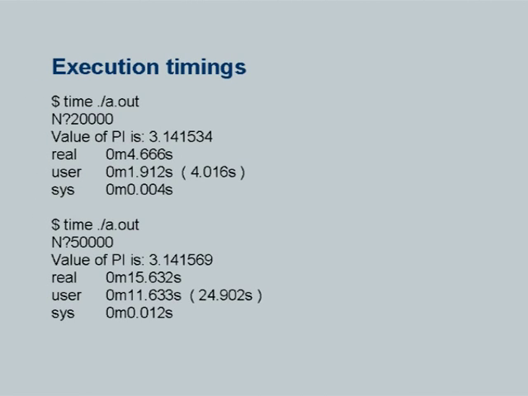The execution timings with 20,000 and 50,000 turn out to be 1.912 seconds and 11.633 seconds. Compare them against the 4 second and 24 second timing earlier, and you observe that they have essentially halved.